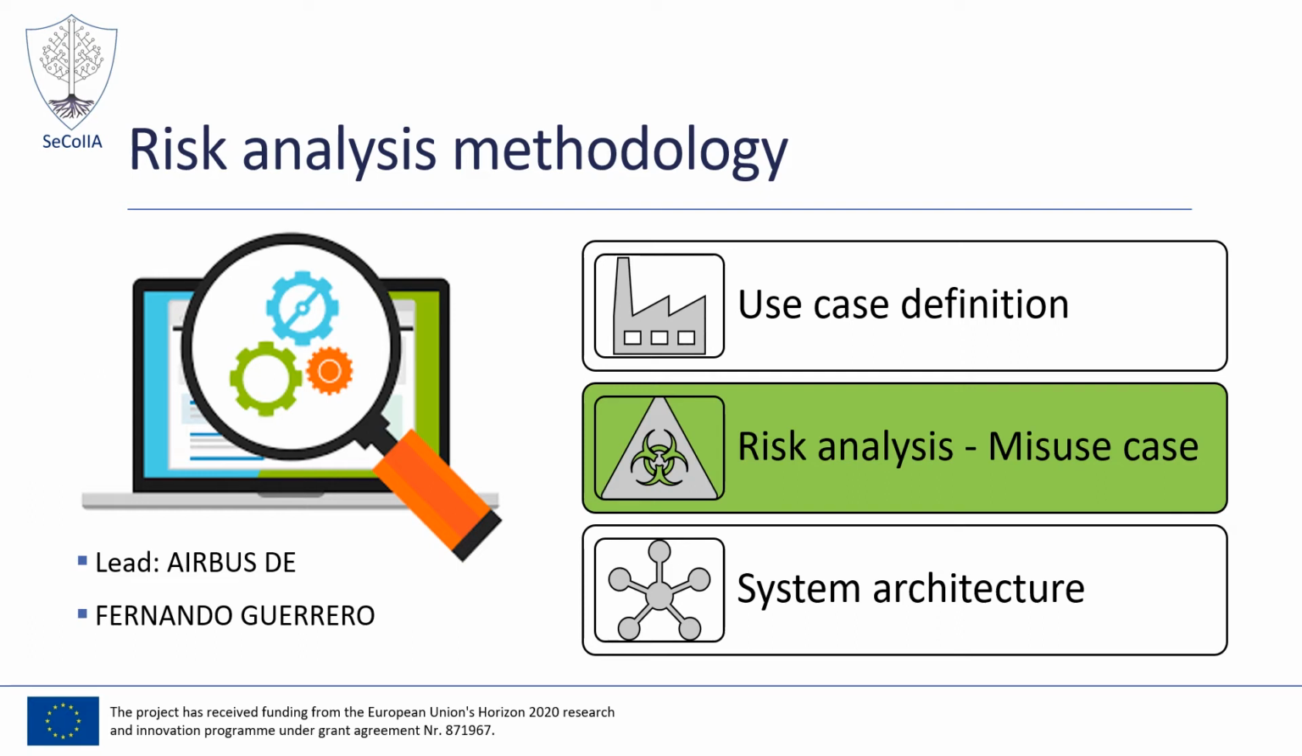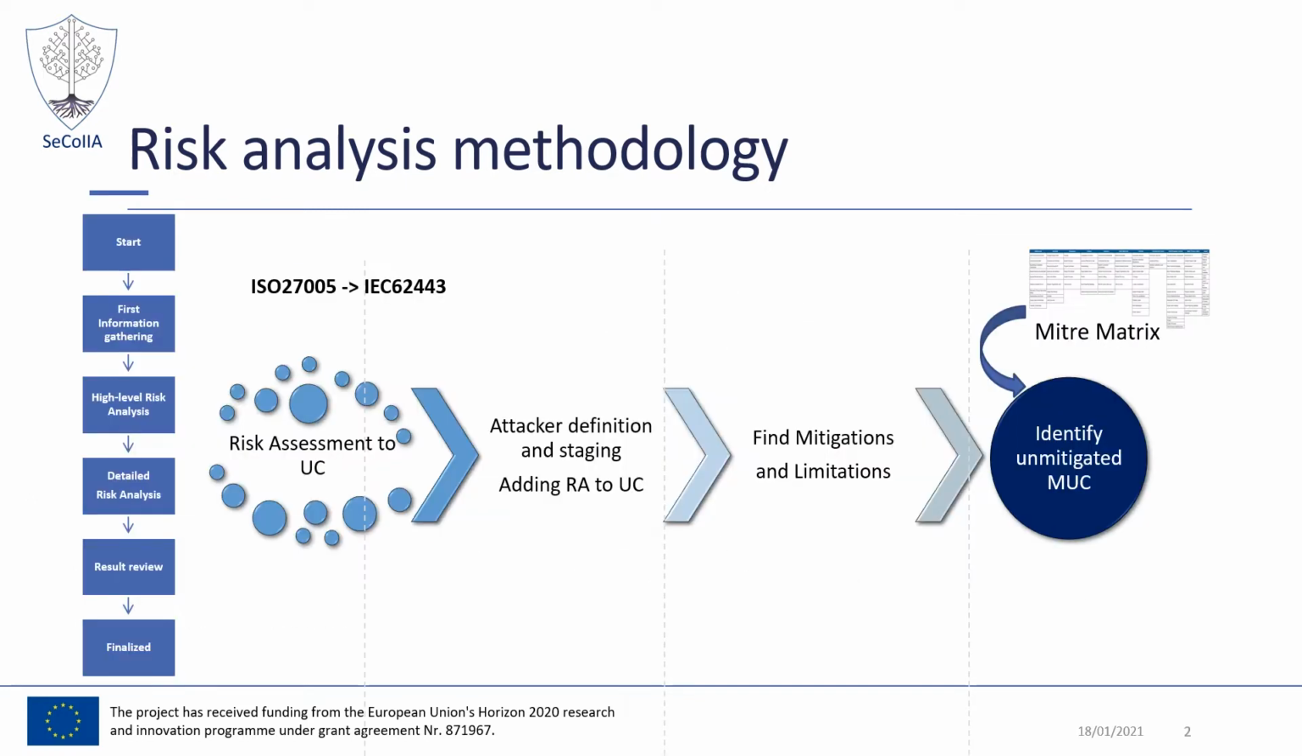I'm from Airbus Cybersecurity, and I'm going to show you the risk analysis methodology that we used for the SeCoIIA project in order to define the misuse cases. This methodology is based on the IEC 62443 standard, and as you may see on the left-hand side, we have followed a five-step approach. The first one is information gathering, so we had interviews with the people inside the plant and inside the use cases.